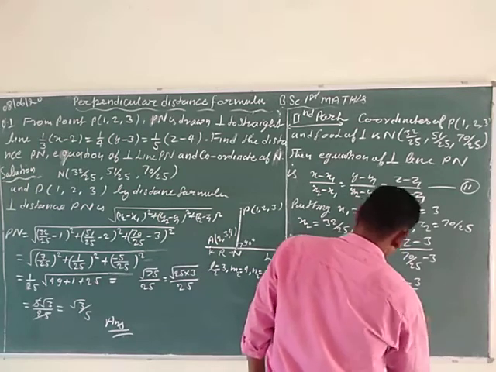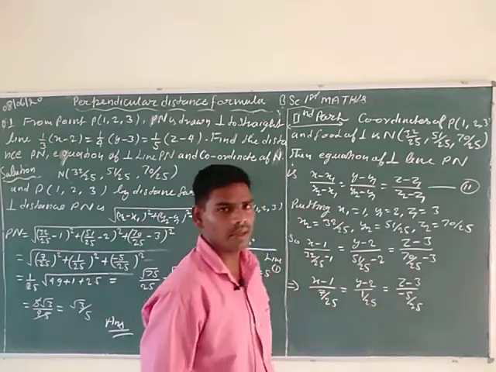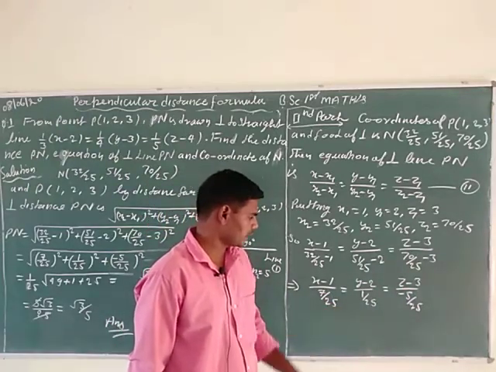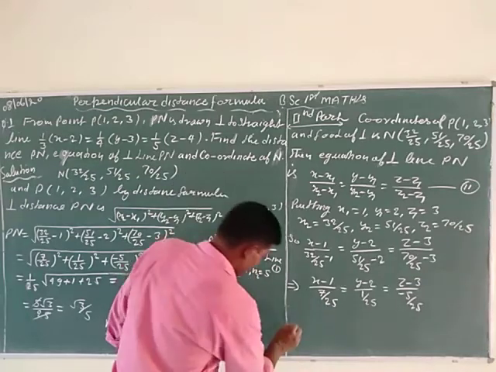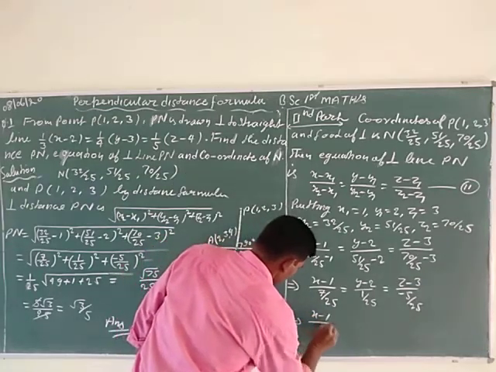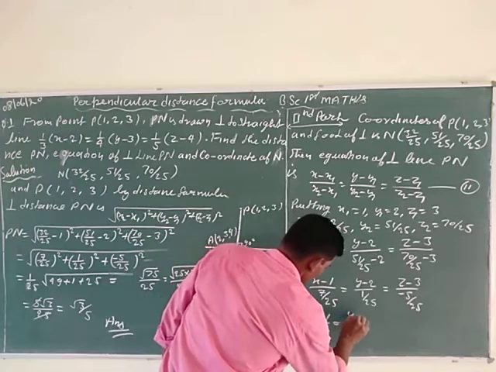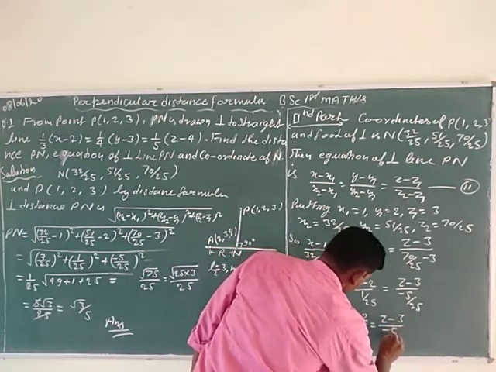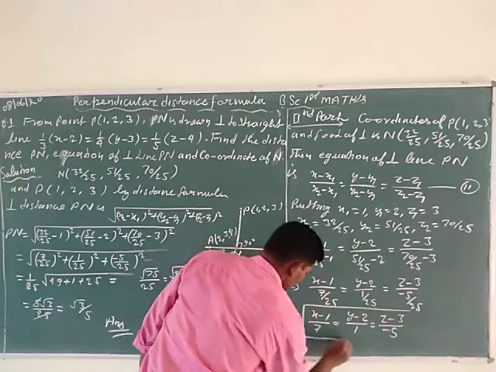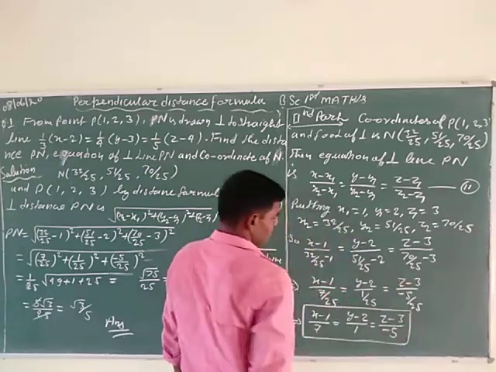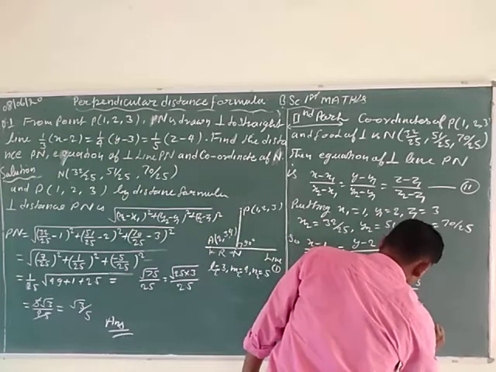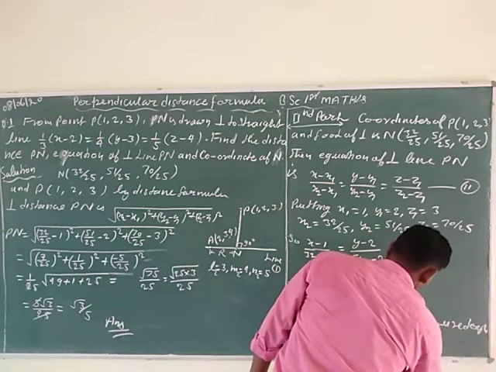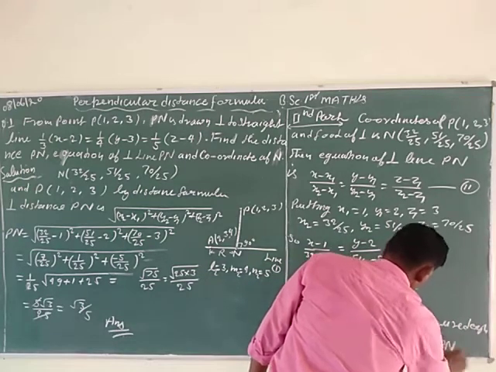In this equation, 25 is common in all denominators, so neglecting it from the equation, write (x minus 1)/7 is equal to (y minus 2)/1 is equal to (z minus 3)/(minus 5). This is the complete equation of the perpendicular line, that is, the required equation of the perpendicular line PN.